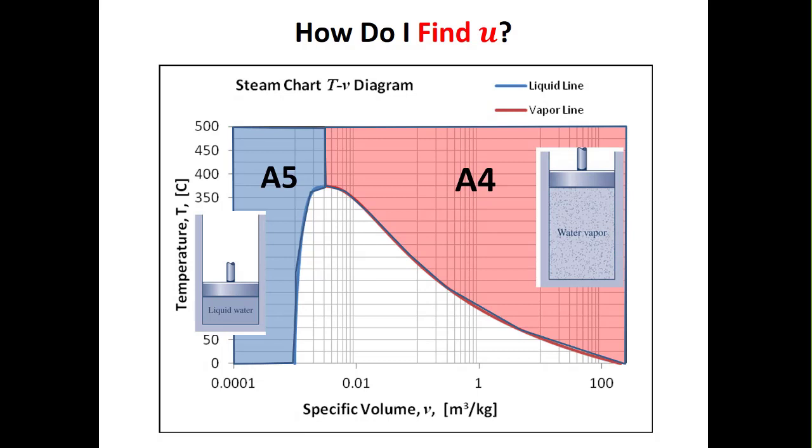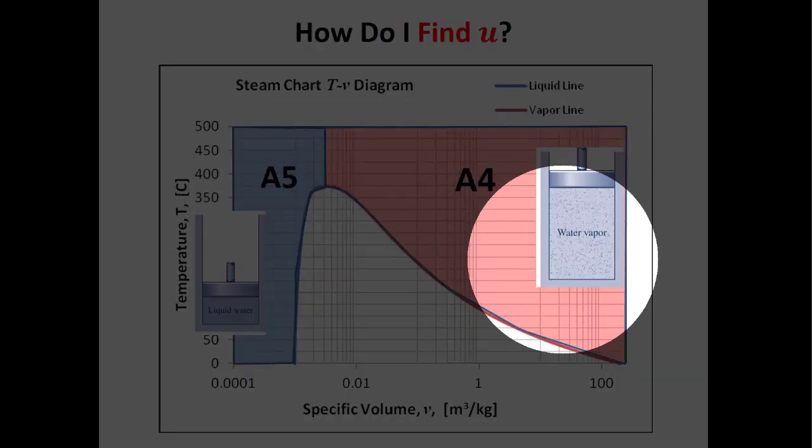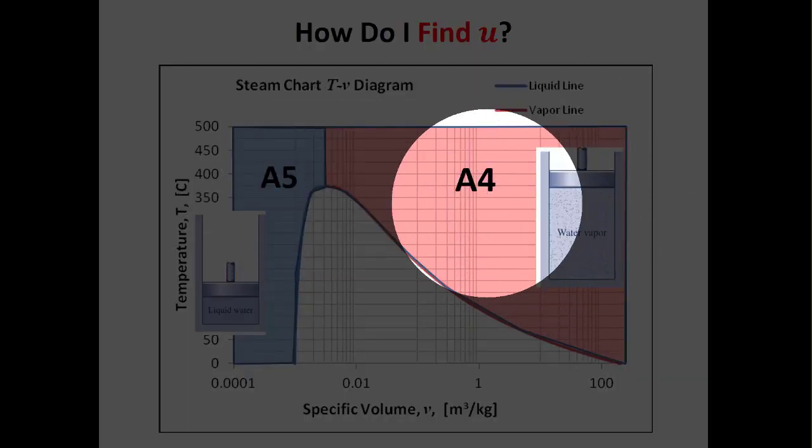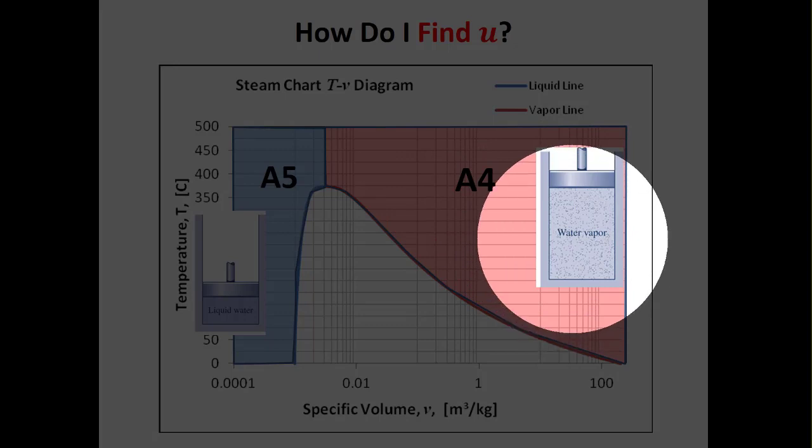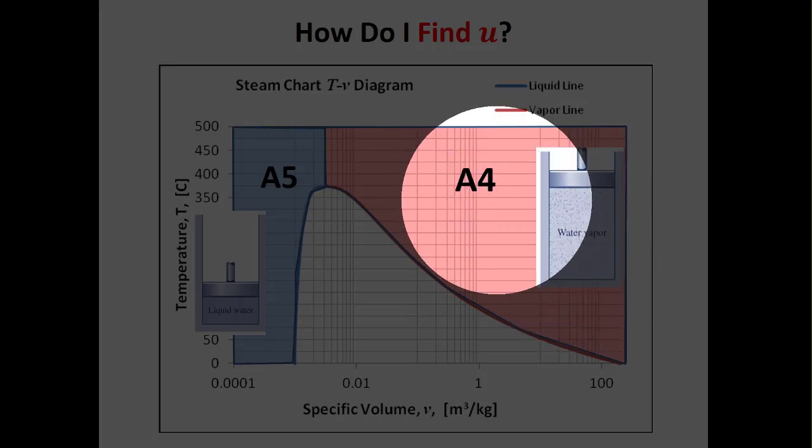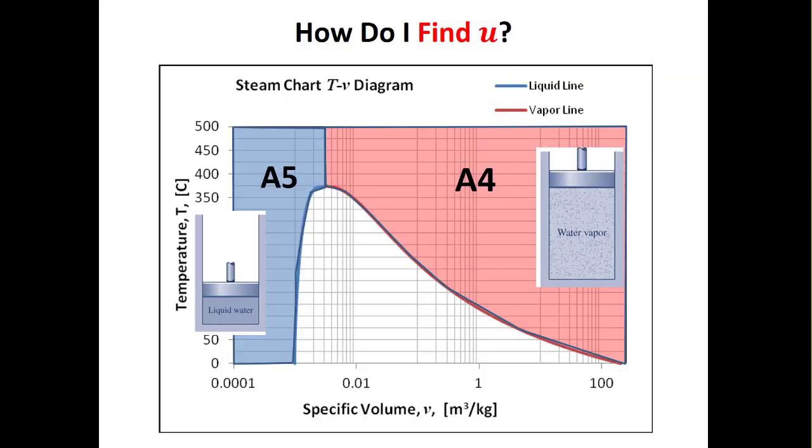If we're above the vapor dome and to the right, so above that red line there, then we have water vapor or steam. There's no more liquid left in this mixture. We're all steam and we're above the boiling temperature, and in that case, we would look in table A4. We're going to get some experience using these tables in this lecture.